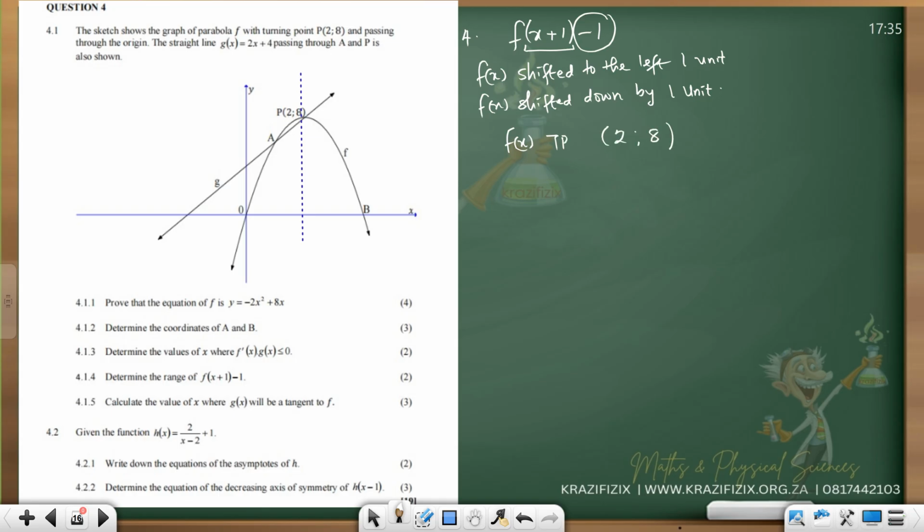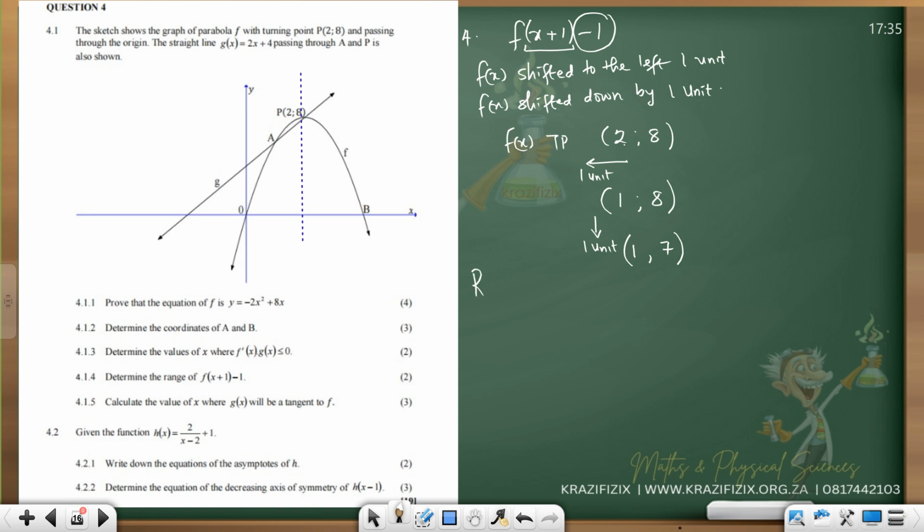Now let's follow the instruction that we just wrote. If we shift it to the left, what happens? Shifting to the left 1 unit. This 2 moves to the left, it becomes 1. But the y value will still remain the same because we are moving left. Now if we shift down 1 unit, the x value will still remain the same, but now 7. That's my new turning point.